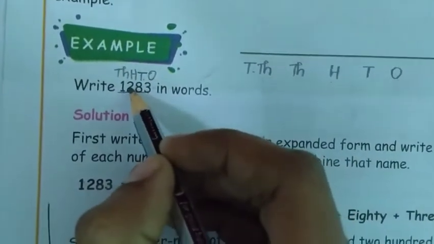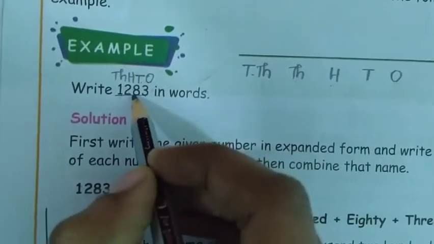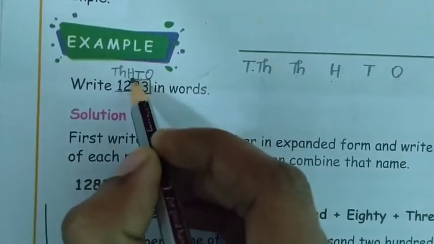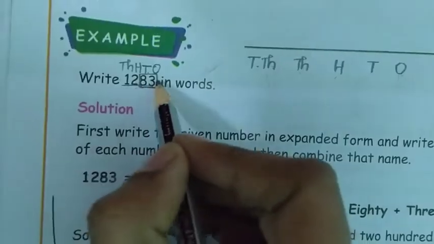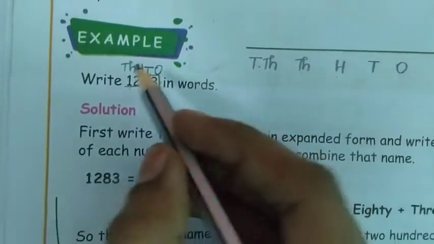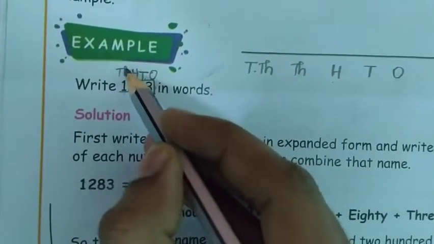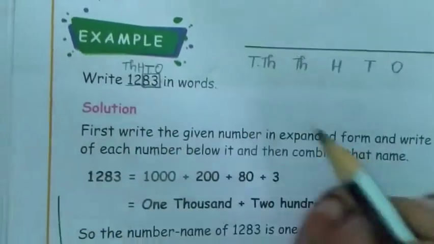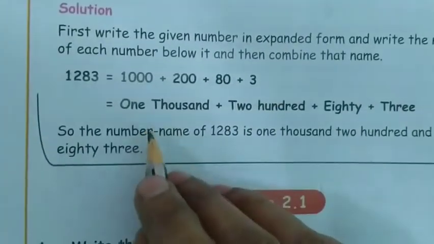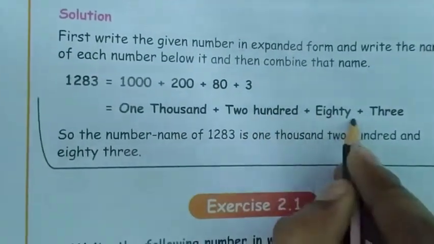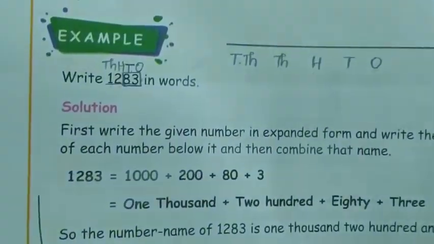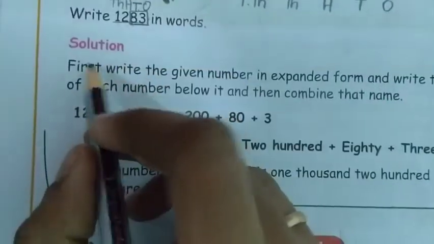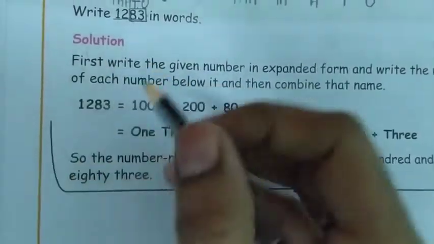1000, 200. Now we want to combine the tens and ones, 83. Likewise, 1283. Understood? Now here a solution is given.